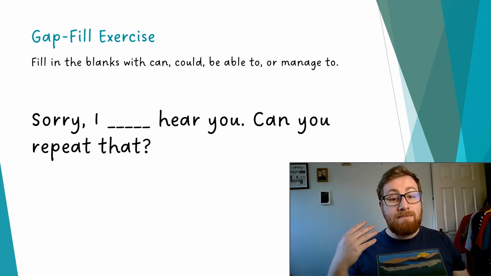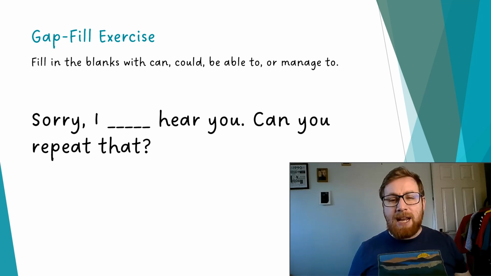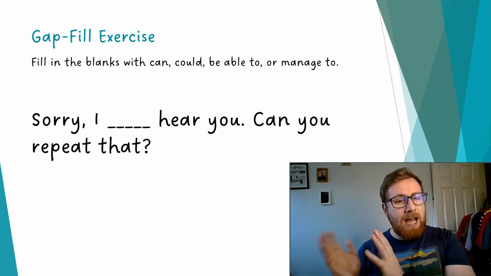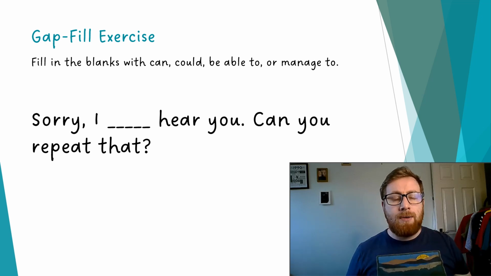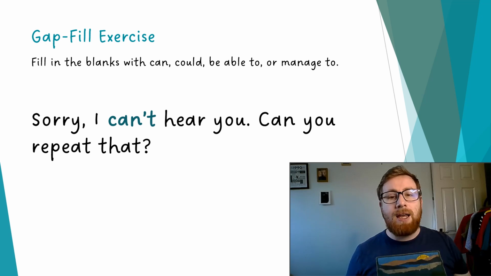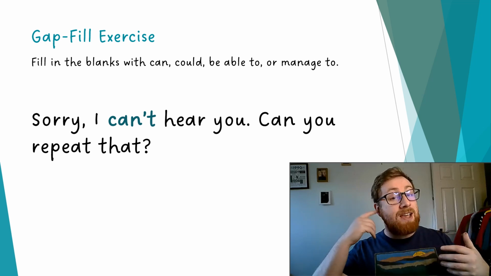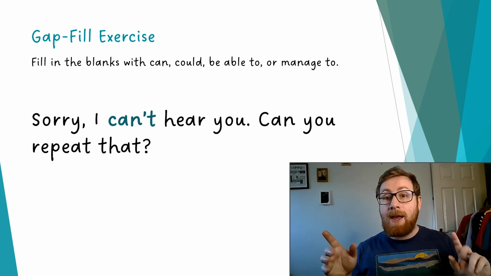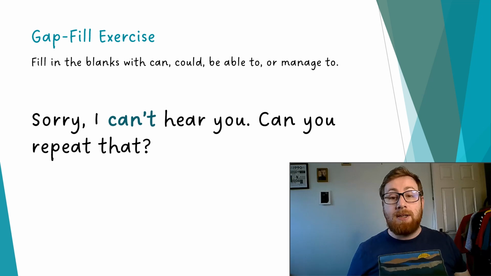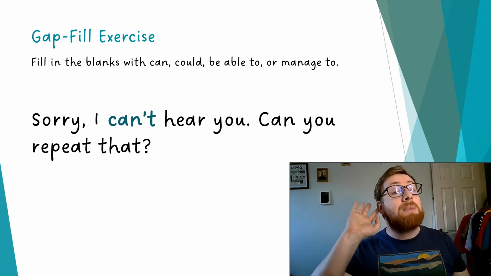Sorry, I hear you. Can you repeat that? So this is a negative. We want to say something we're not able to do. So what can we use? I can't hear you. So can is used for present ability. Presently speaking, I can hear you or I cannot. So can't or cannot shows a lack of ability. I can't hear you. I need you to speak up.